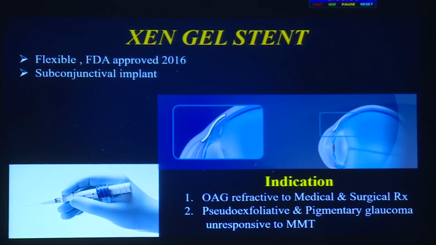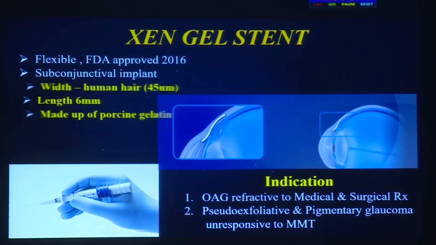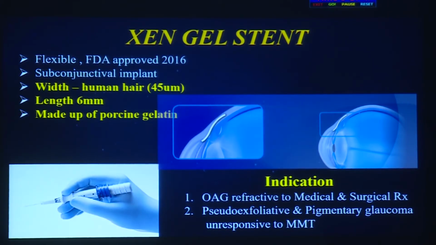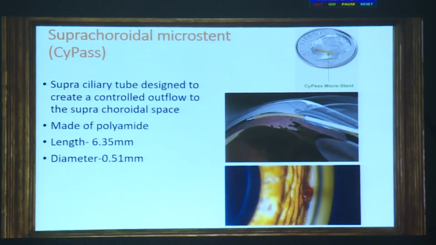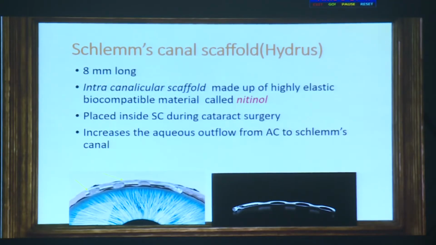Then the stent is a flexible tube and should be implanted subconjunctivally to avoid the, okay, only last 2 slides. Can I continue? The CyPass is a supraciliary tube designed to create a controlled outflow facility, and the Hydrus is a long tube and it's supposed to give better results.